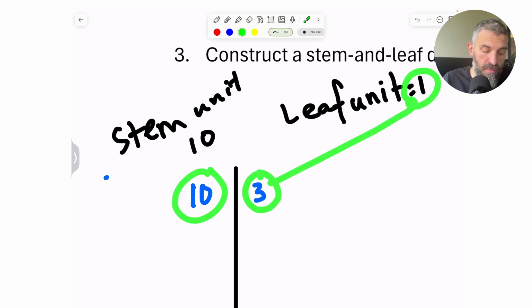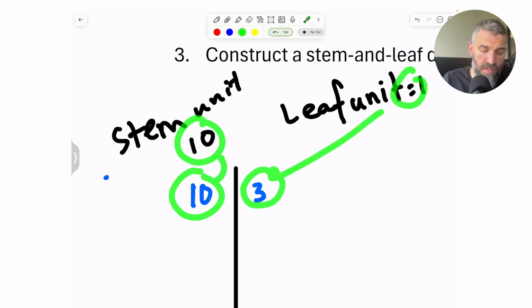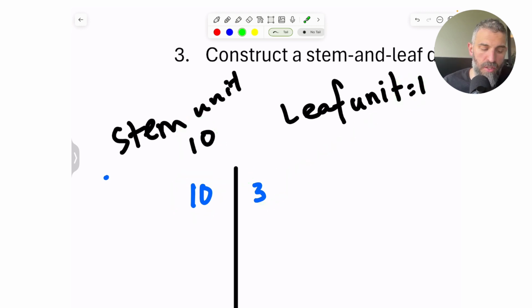Then I see 3, and I see a leaf unit of 1. Okay, so that's 3 times 1. So that's 3. 10 times 10 is 100. So 100 and 3. That's how you read the stem and leaf. This just tells you what to multiply the stem by. This tells you what to multiply the leaf by, and then you put them together.